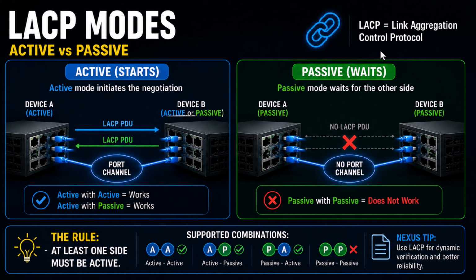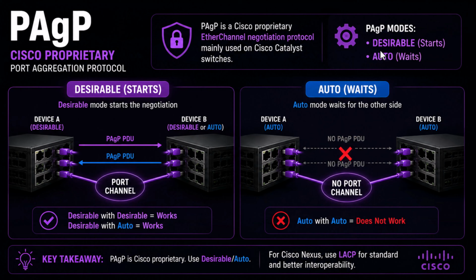LACP has only 2 modes. Active. Active devices initiate the negotiation. They send LACP packets immediately. Passive. Passive devices wait for the other side. Here are the combinations. Active plus active works perfectly. Active plus passive also works. Passive plus passive, nothing happens, because neither device starts the conversation. So remember one simple rule: at least one side must be active.